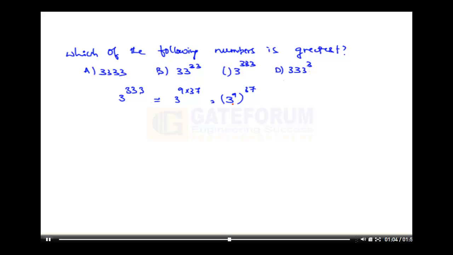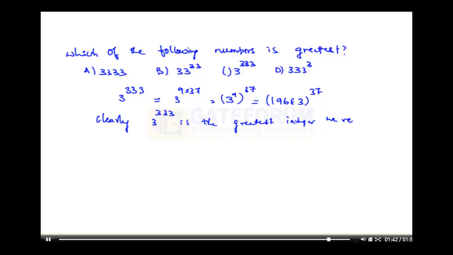Now if you compare B and C, B is 33 to the power of 33 and C is (3 to the power of 9) whole to the power of 37. So 3 to the power of 9 is nothing but 3 to the power of 3 multiplied out, and the answer is 19683, whole to the power of 37. So among all these values, the option C value is going to be very big. That's why we can clearly write that 3 to the power of 333 is the greatest integer we require here. So option C is the right answer.